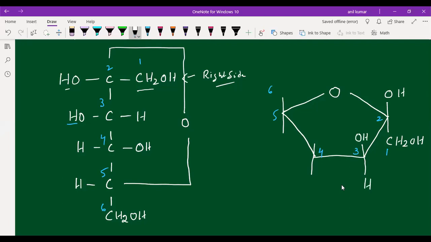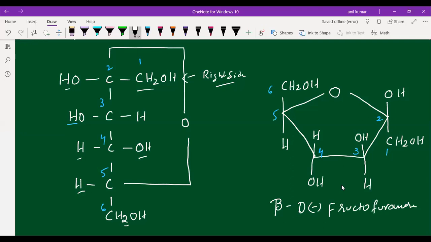Next, hydrogen, you see, students, where hydrogen is the left side. Left side means up. OH is the right side. Right side means down. Next, CH2OH, you have to give the priority, you keep it as upside position, students. CH2OH and hydrogen, you can keep it here. Okay. So what is the name of this structure, students? Beta D-fructose.